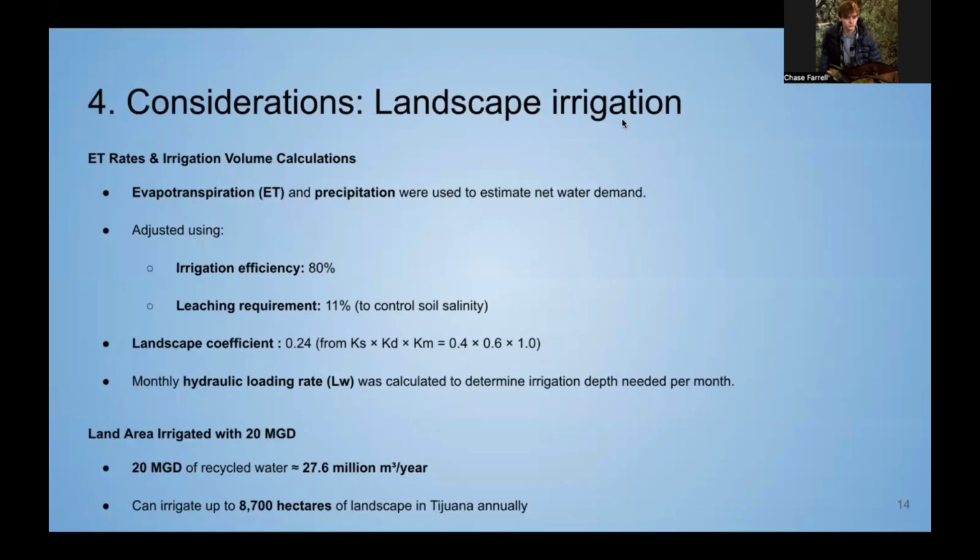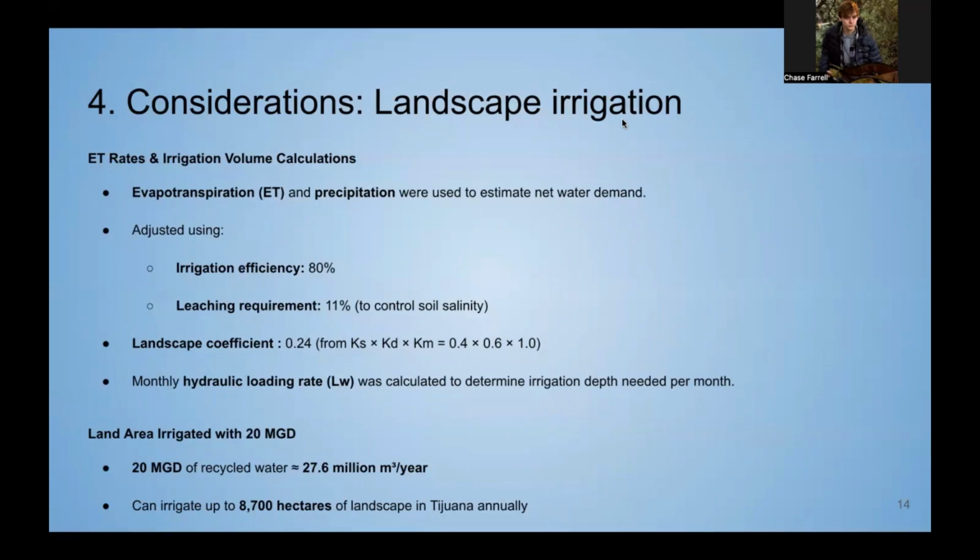Now we'll be walking through how we calculated the irrigation volumes and how much land in Tijuana can actually be irrigated using the 20 million gallons per day of recycled water. So we started by looking at the evapotranspiration rates and the precipitation. ET, which is evapotranspiration, measures how much water is lost through evaporation from the soil and transpiration from plants.